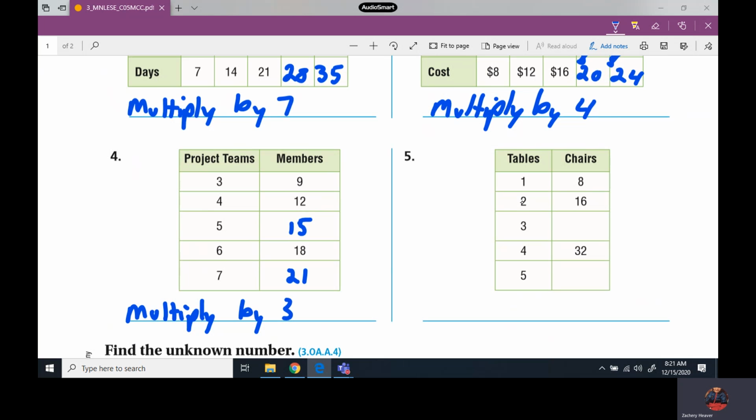1 is 8. 2 is 16. We can already see that we're multiplying by 8. 8, 16, 8 times 3 is 24. 8 times 4 is 32. 8 times 5 is 40. Give you a second to copy all that down.